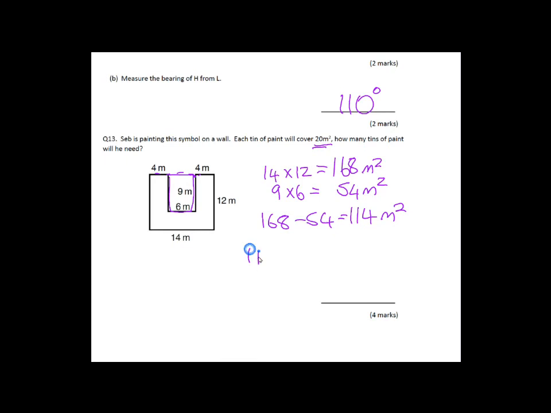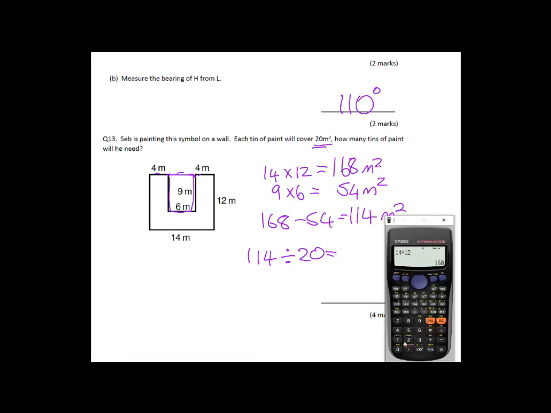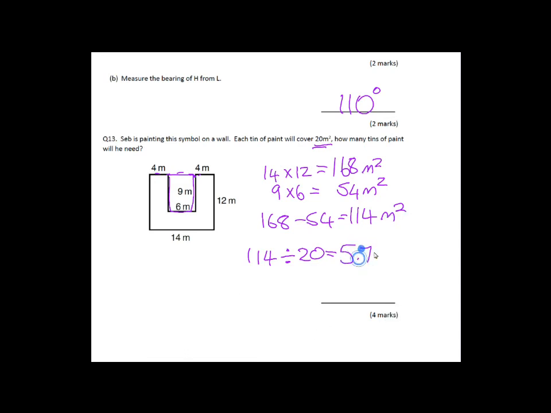So, to work out how many tins of paint he needs, we take 114, divide it by the 20 that one tin covers, and we get 5.7 tins. Now, we can't buy 5.7 tins from B&Q, so we need to round it sensibly, so we go up to 6 tins. So 6 tins on the answer line, and this question is worth 4 marks.